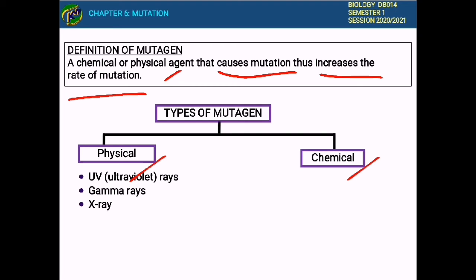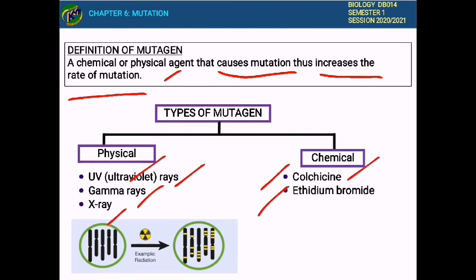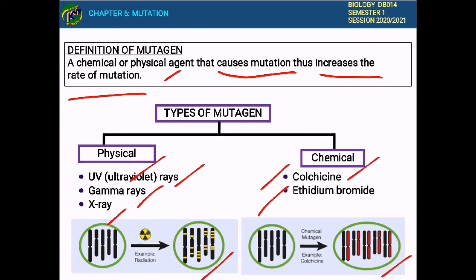You have to know at least 3 examples for physical mutagen. So we have UV rays, gamma rays, and X-rays. And you have to remember at least 2 for chemical mutagen. So we have colchicine and ethidium bromide. This is the example for physical mutagen, and this diagram is for chemical mutagen.